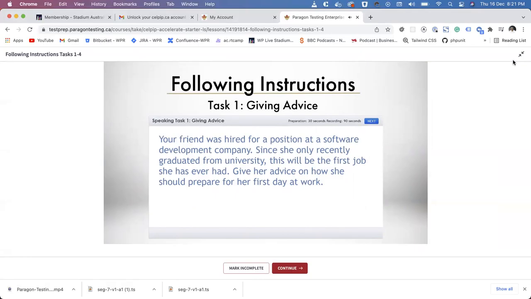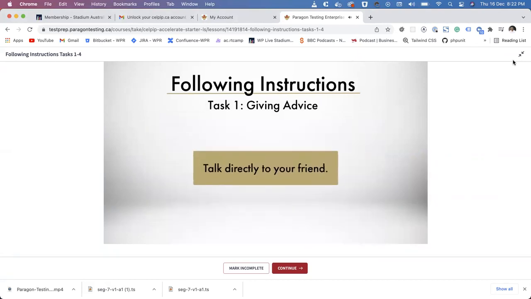Note that in this case, your friend just got a job. It's her first, and she needs some advice about her first day at work. This isn't someone looking for a job. It's someone who already has a job and needs advice about her first day. You should also note that the instructions are to give her advice. This means that you should speak as if talking directly to your friend.